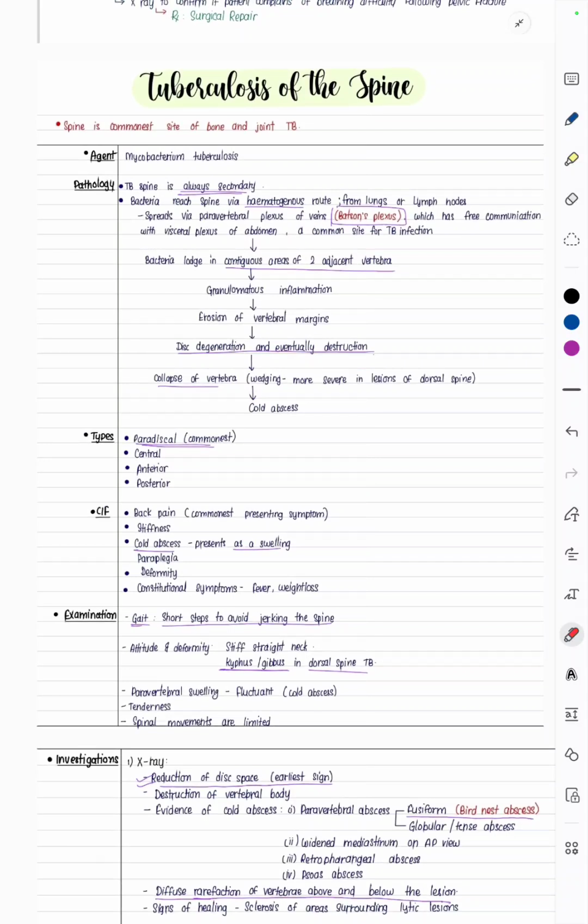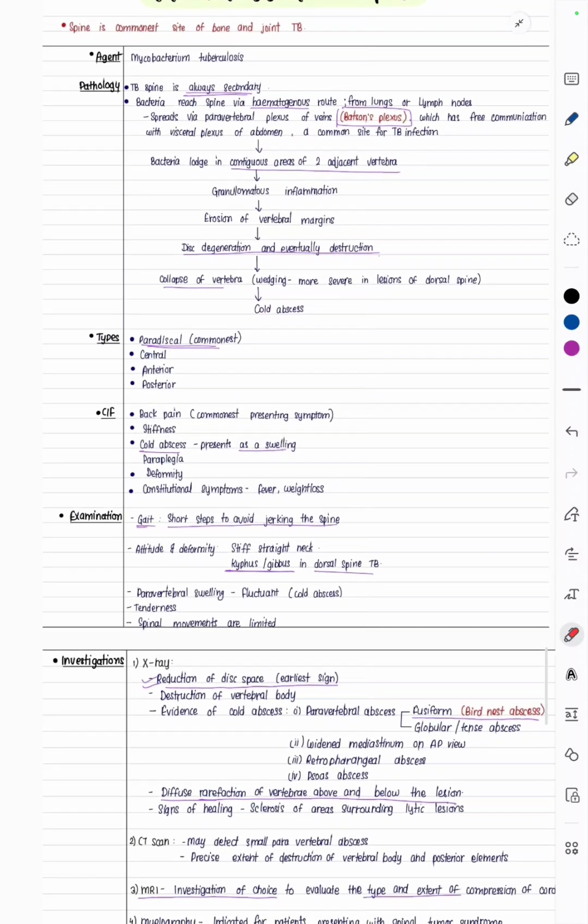Obviously, this is not a primary site of infection. The primary site of infection is the pulmonary. This is going to be secondary to it, and it spreads by hematogenous routes or the Batson's plexus of veins, which is the paravertebral plexus. Bacteria lodge in the contiguous areas of two adjacent vertebrae. That will lead to granulomatous inflammation and erosion of the margins. Disc degeneration takes place, and eventually disc destruction, and that will lead to collapse of vertebrae. Collapse of vertebra will lead to the formation of cold abscess.